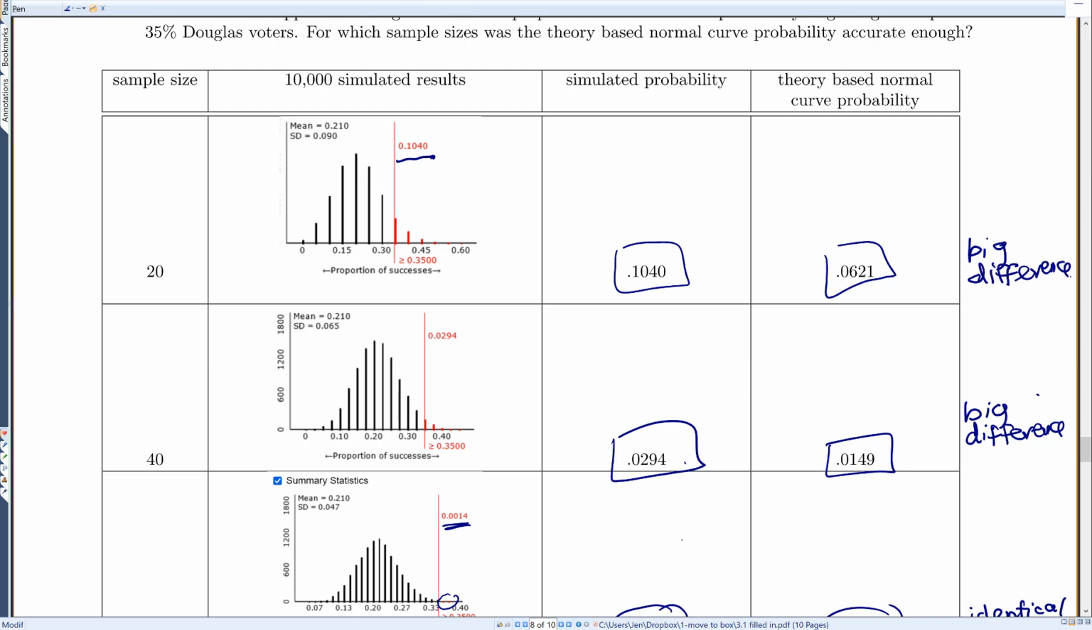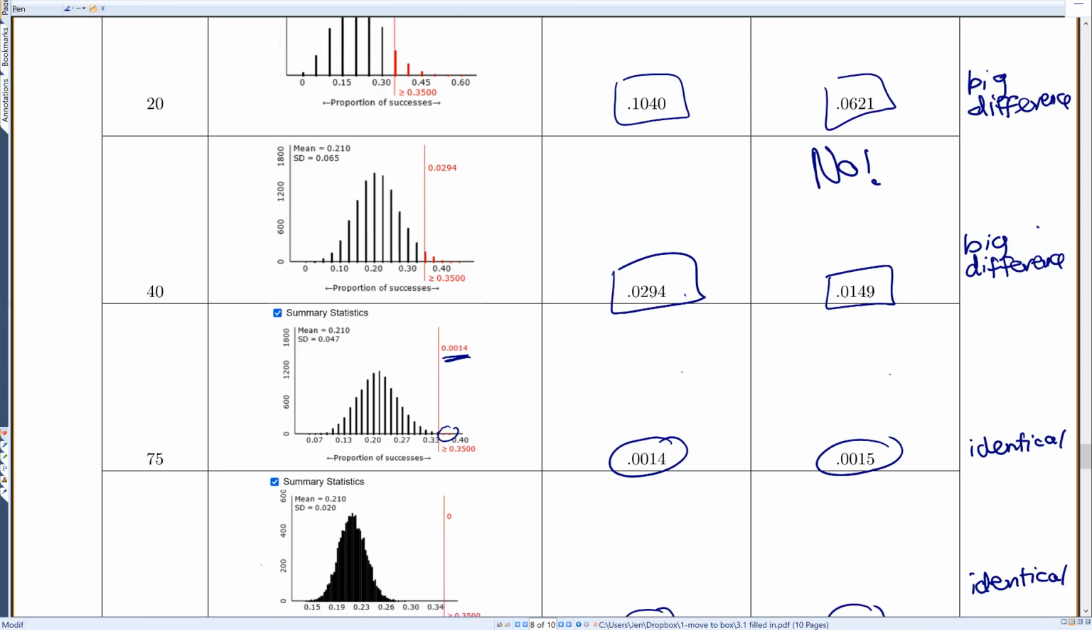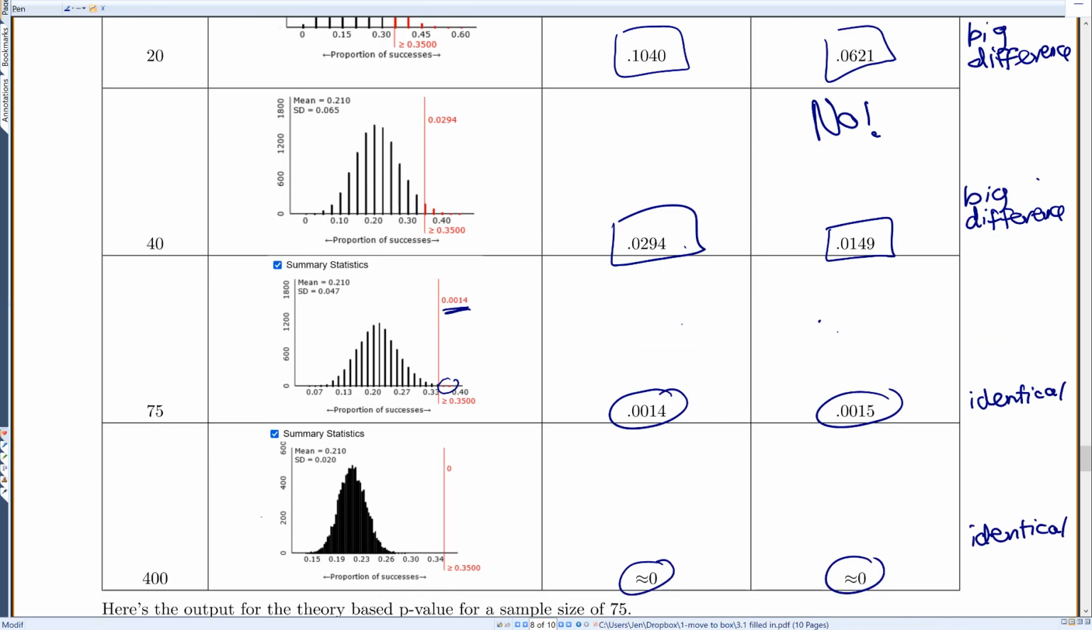So for which of these sample sizes would you think the theory-based p-value is good enough? For 20, I would say no. That one is not good enough. That's a big difference. For 40, again, I would say no. I don't think that we should be using the theory-based p-value. But for 75 and 100, sure, those look great.